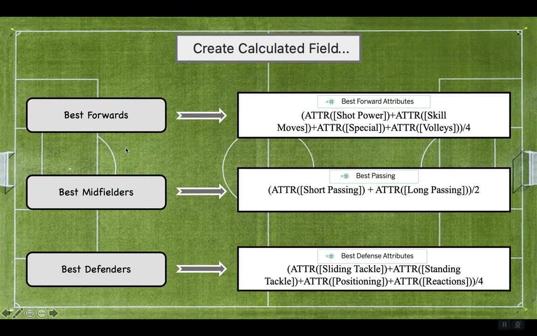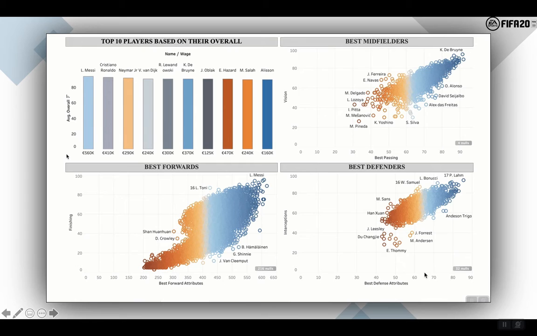For best forwards, the best forward attribute is actually a calculated field, and I've considered shot power, skill moves, special, and volleys. For best midfielders, I've considered best passing, and that is actually the average of short passing and long passing. And for best defenders, I've considered sliding tackle, standing tackle, positioning, and reactions.